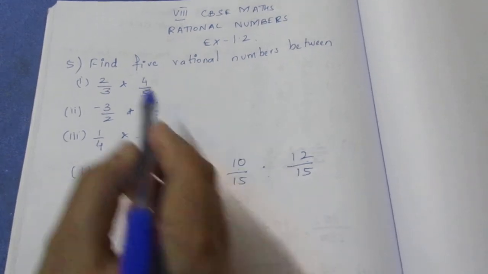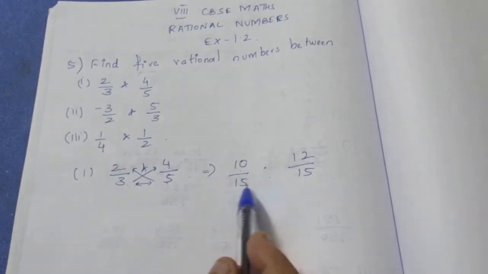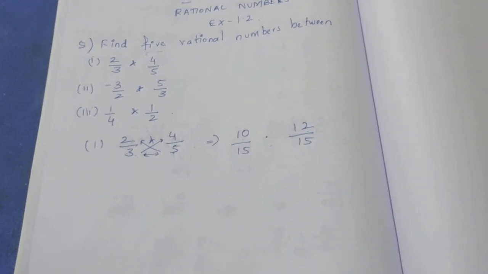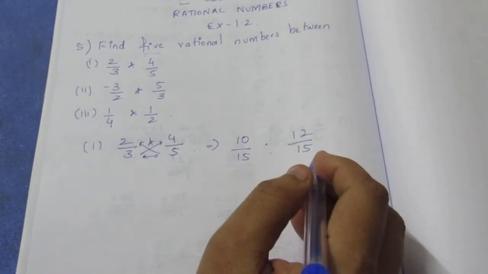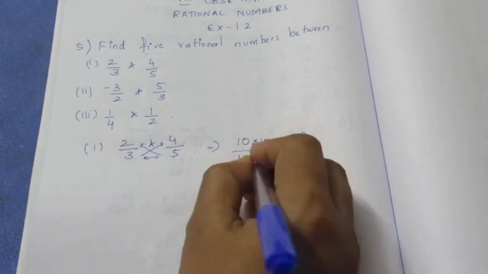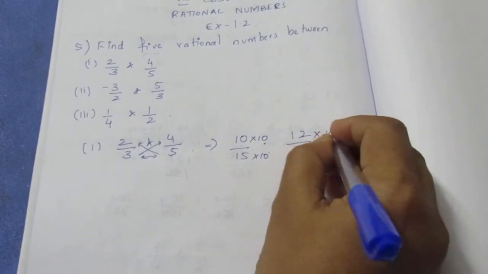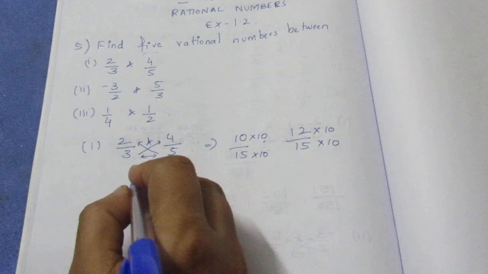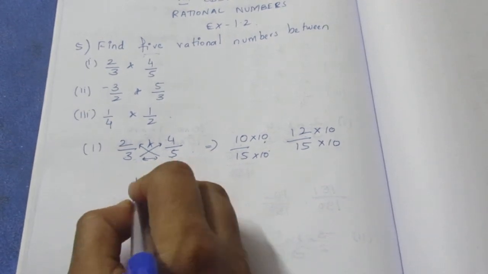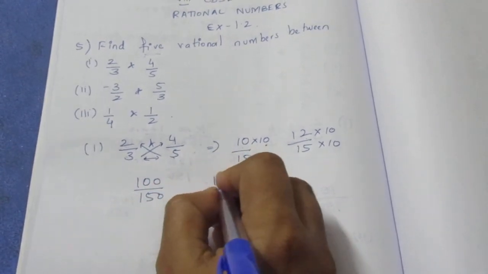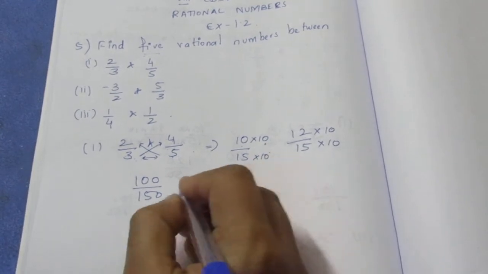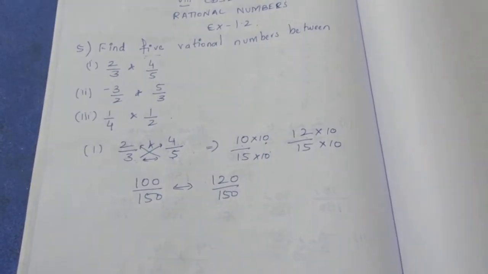But we want 5 rational numbers, so we can't take these two numbers. For that reason, I'll teach you one easy method. Just multiply 10 with both the numerator as well as the denominator. If I multiply here, it becomes 100 by 150. Same way 120 by 150. In between numbers we can write now.